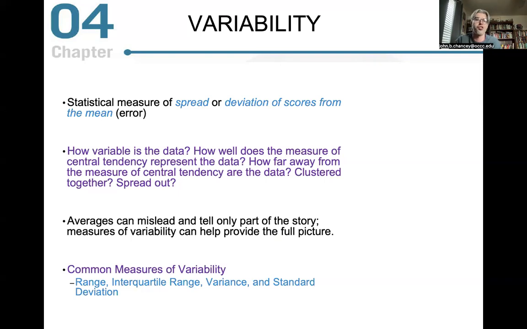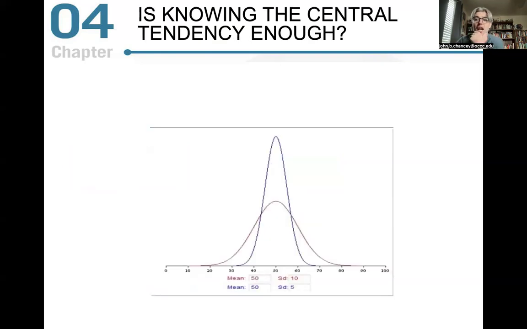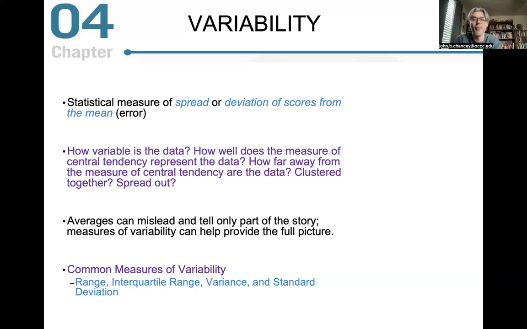So what we're trying to understand is how variable is our data? How well does the measure of central tendency represent the data? How far away from the measure of central tendency are our data? Is the data more clustered together, more spread out? If you can see in the previous slide, the blue one, we have much more clustered data. The red chart, we have more spread data. And that's what we're trying to capture statistically. Because averages can kind of be misleading. They only tell us a part of the story. So what we're going to do is look at how we can present the full picture of our data and the common measures of variability that we're going to look at: range, interquartile range, variance, and then standard deviation.